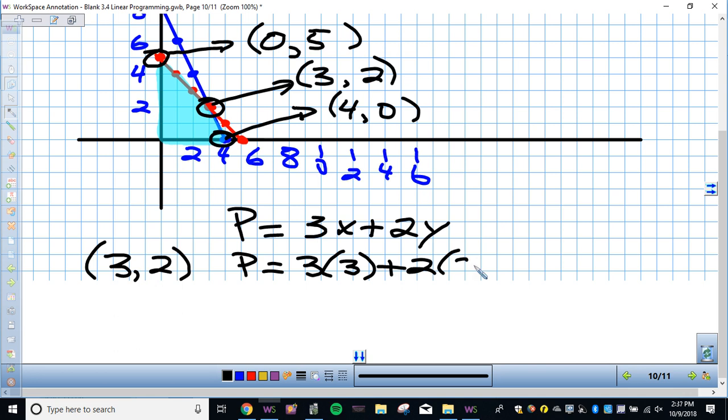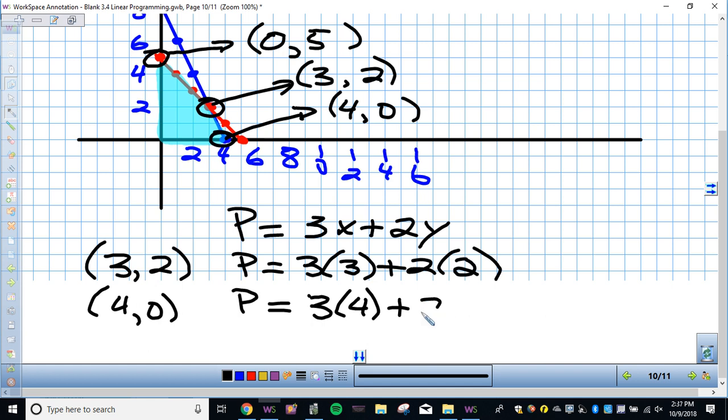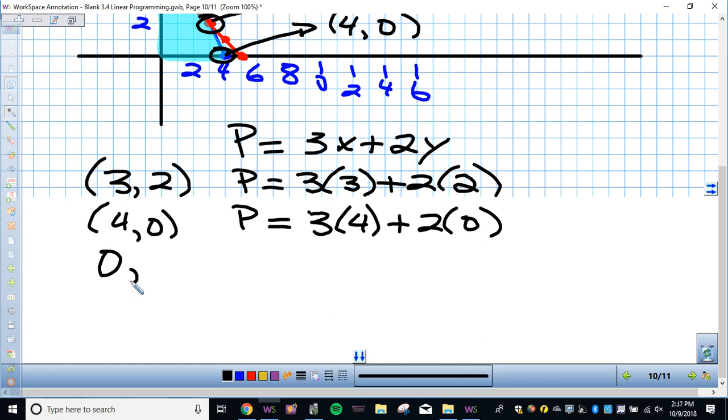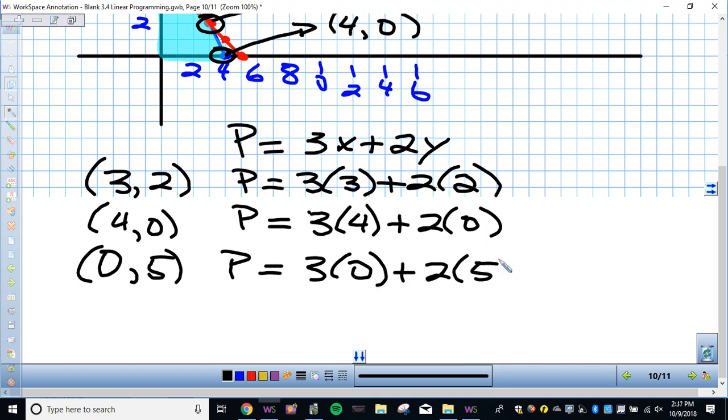So 3 times 3 plus 2 times 2, then we'll plug in 4, 0. So 3 times 4 plus 2 times 0, and then plug in 0, 5. 3 times 0 plus 2 times 5. So up top we get 13, the middle one we get 12, the bottom one we get 10. Again, I'll let you get caught up on that.